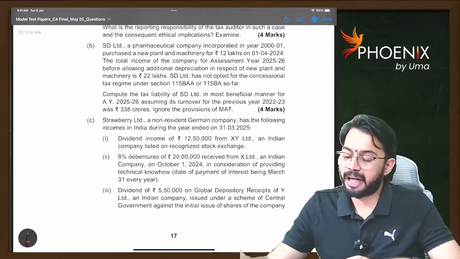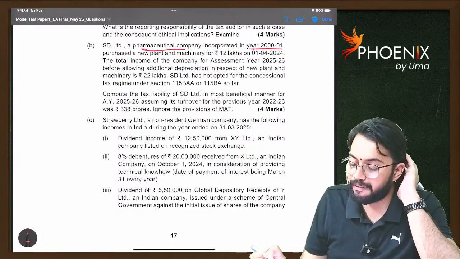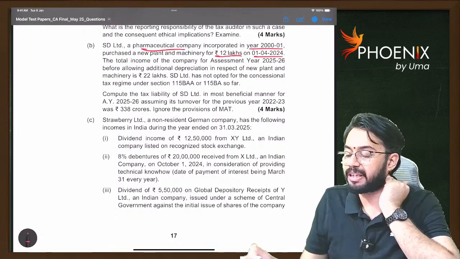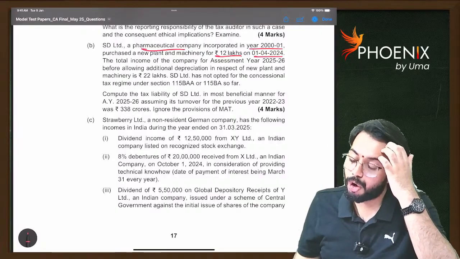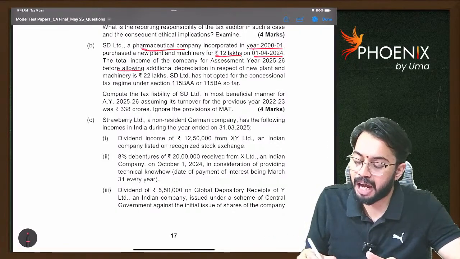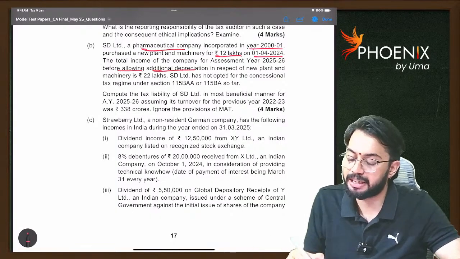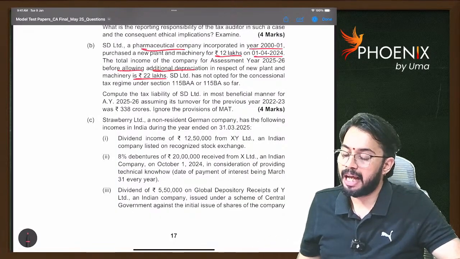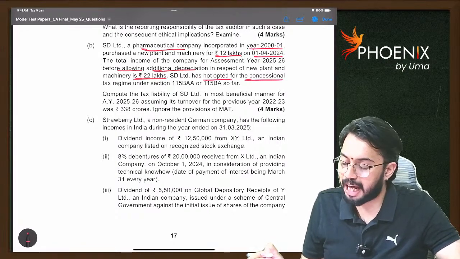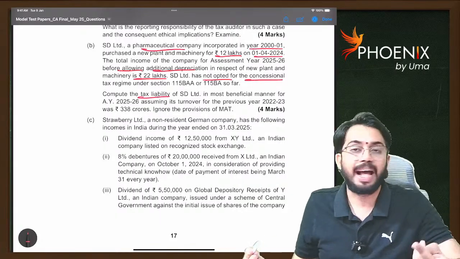Next, SD Limited, a pharmaceutical company incorporated in year 2001, purchased new plant and machinery for 12 lakhs on 1st April 2024. Total income of the company for assessment year 25-26 before allowing additional depreciation in respect of new plant and machinery is 22 lakhs. SD Limited has not opted for concessional tax rates. As per regular tax rates, we need to calculate the tax liability.